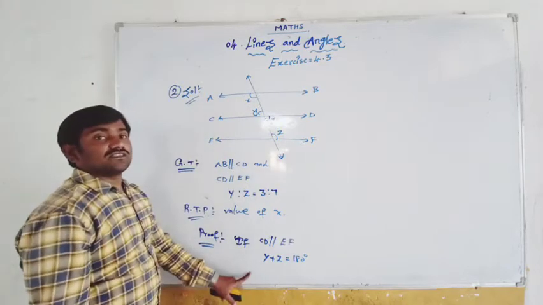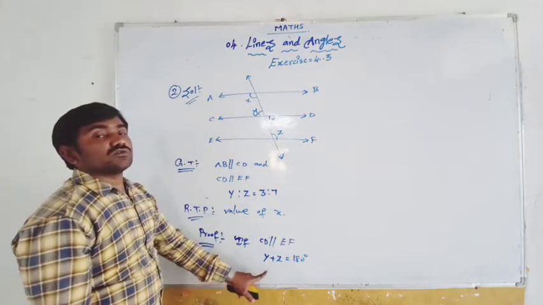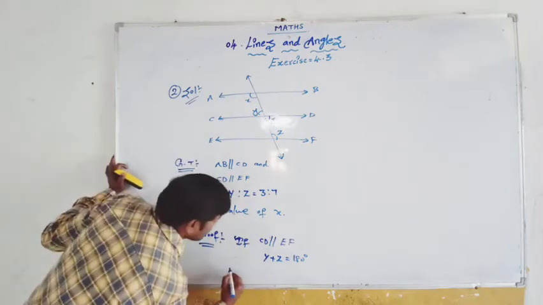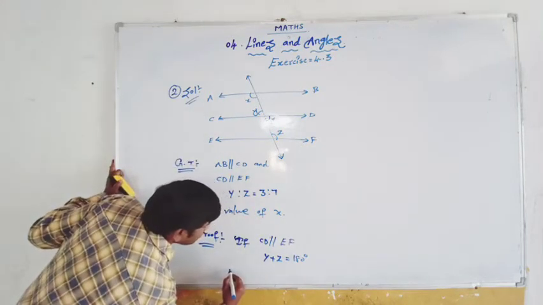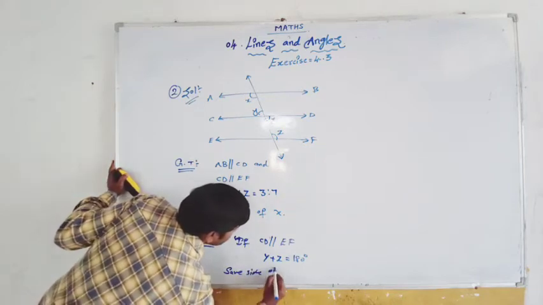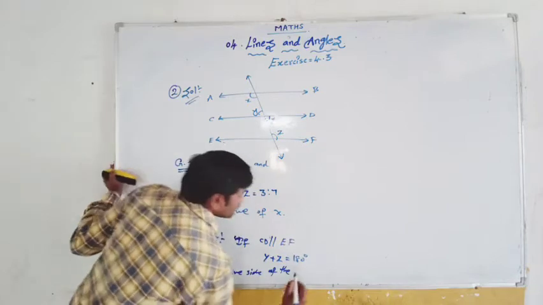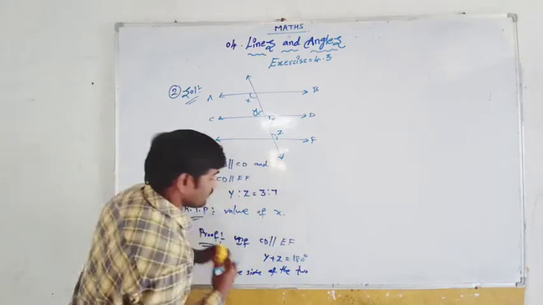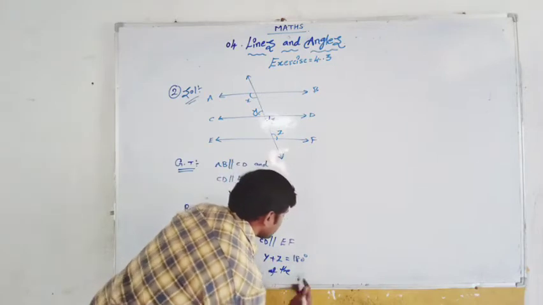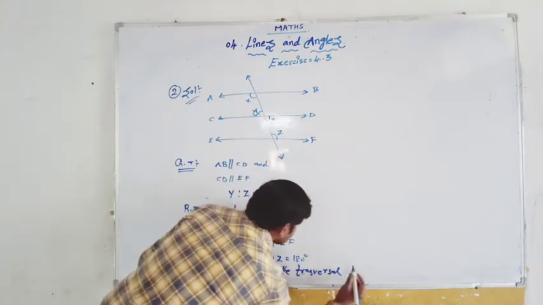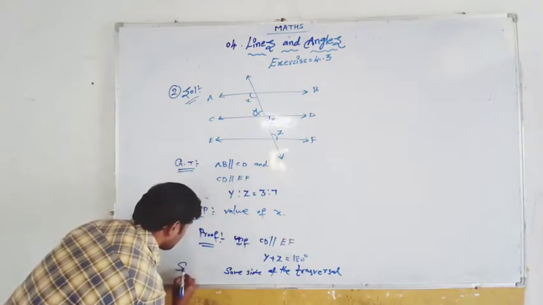The reason is that the sum of two angles of the same side of the transversal is 180 degrees. Sum of two angles of the same side of the transversal.